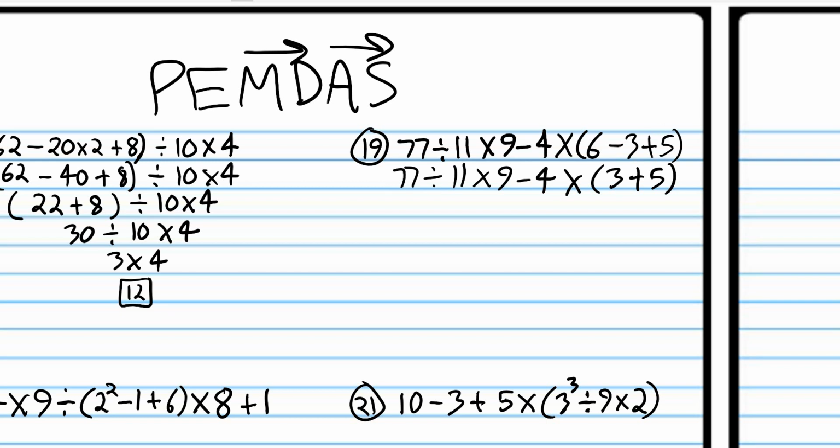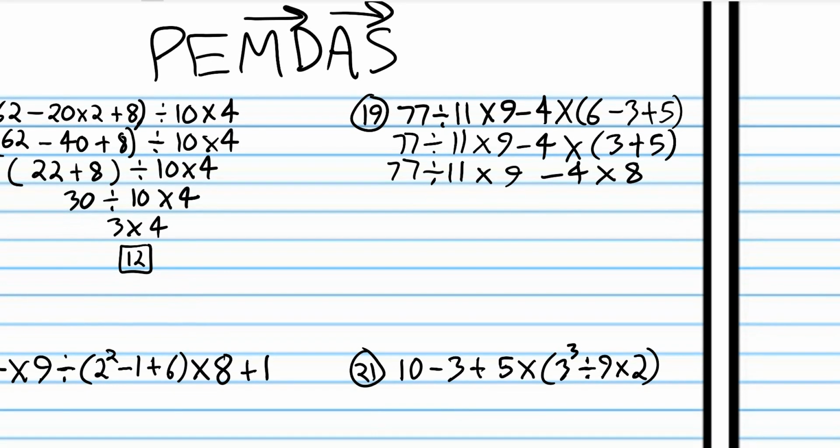We have to keep going with the parentheses. And now that we're done with the operations in the parentheses, we can get rid of the parentheses. All right, so the parentheses are gone, so now we just follow the order of operations. But you see here we have division and multiplication. So we have to do the operation farthest to the left first. 77 divided by 11 is 7.